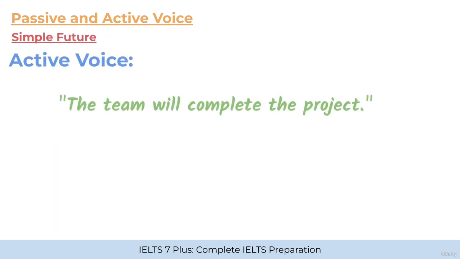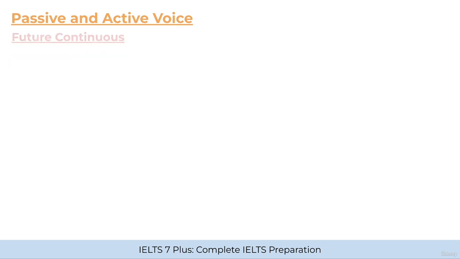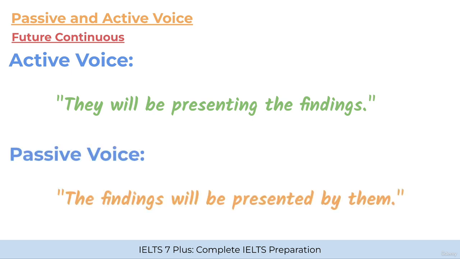Simple future now. The team will complete the project. So how would we change this around? Well, we could say the project will be completed by the team. Future continuous. They will be presenting the findings. So this becomes the findings will be presented by them.